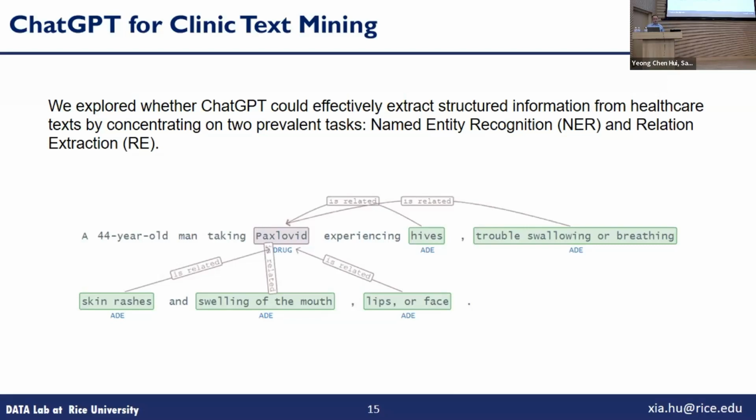A 44-year-old man taking Paxlovid, experiencing hives, trouble swallowing or breathing. From this sentence, we will identify some named entities, for example, the medication being taken and the symptoms being experienced. These are the named entities we try to identify. Our goal is also to extract relations between those entities, because some of the drugs are related, at least, to some symptoms.